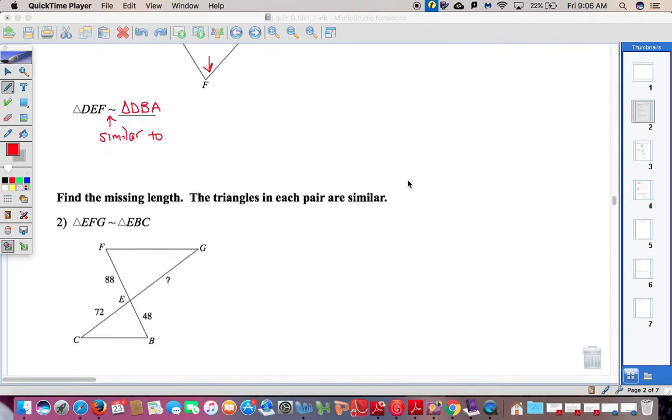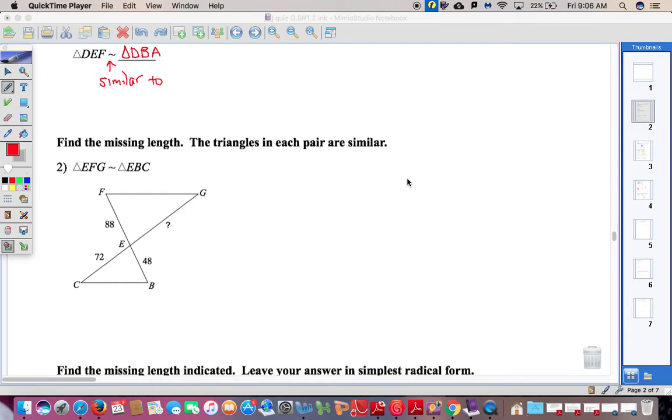Okay. This next question, we're specifically told that these triangles are similar to each other. Your first step should be to indicate what angles are congruent. So angle E is congruent to angle E because they're both in the same location in the notations. Angle F is congruent to angle B because they're both in the second vertex location. And then angle G is congruent to angle C, again, because they're in the same location.